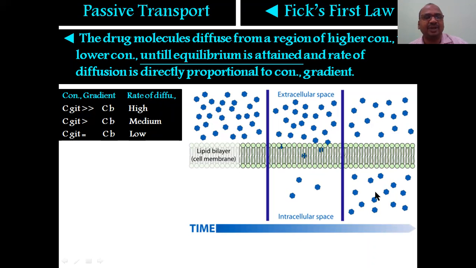Here equilibrium is already achieved. So no passive transport will take place here. Passive transport will be completely stopped when equilibrium is achieved. That point you have to keep in your mind.